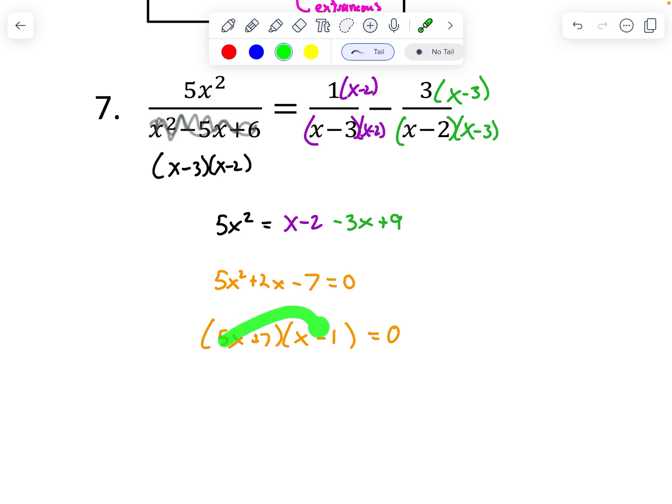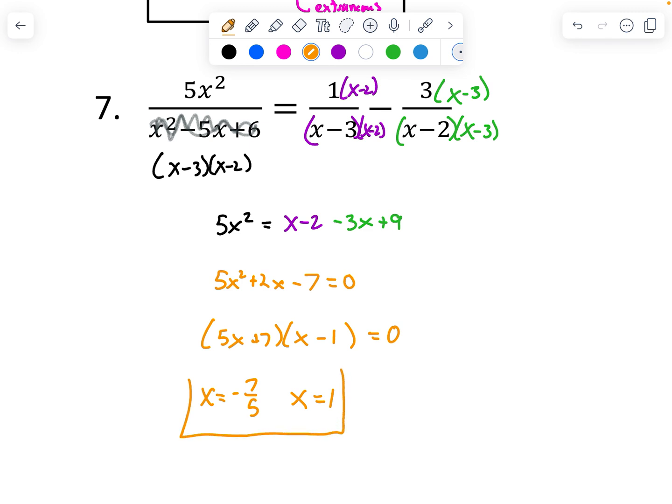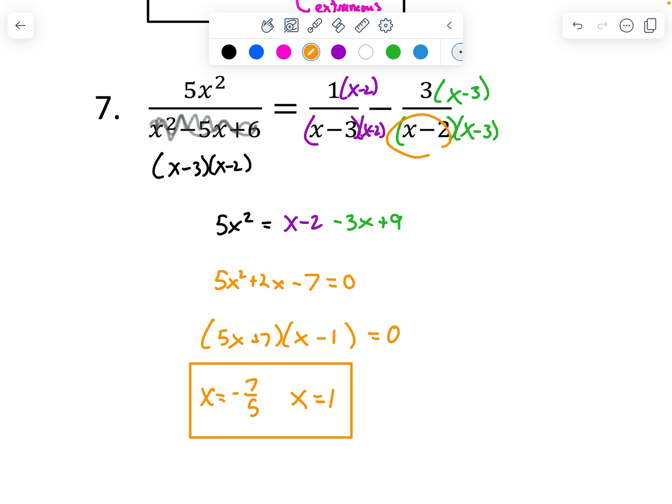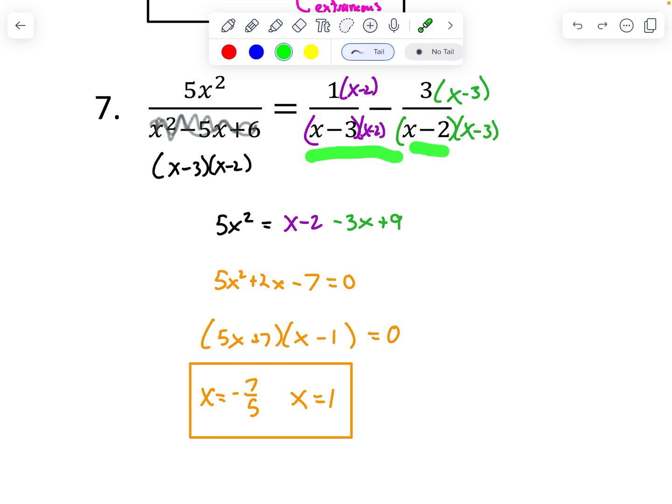So now I get -5x plus 7x is 2x. So this is correct. And now you can find x equals -7/5 and x equals 1. And neither are extraneous. So this one actually has 2 solutions. And again, neither are extraneous because you can plug them in to the bottom without issue. You don't get 0 on the bottom.